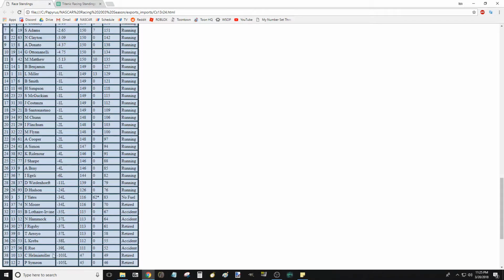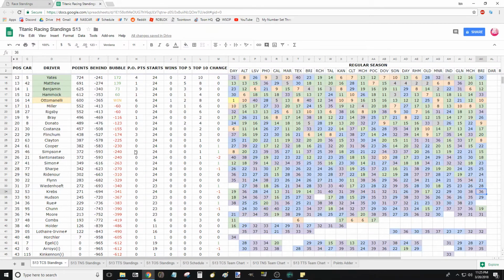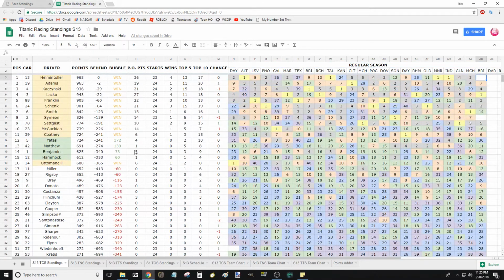Then we've got Rue, Helmenthaler, and Simeon. Those two did not have good races, Helmenthaler and Simeon. In fact, the points leader got 38th, and I don't think he's going to be points leader anymore.